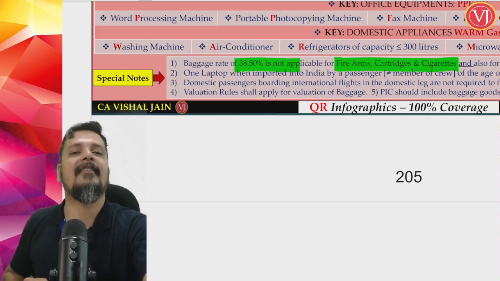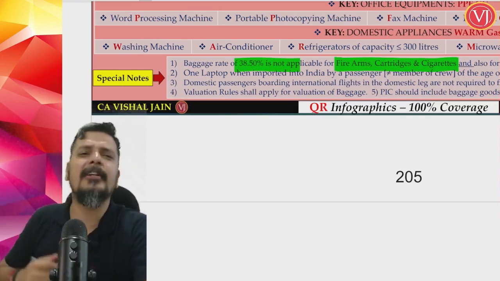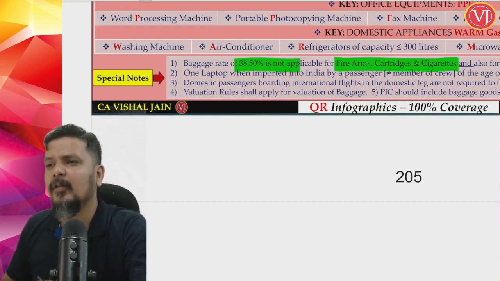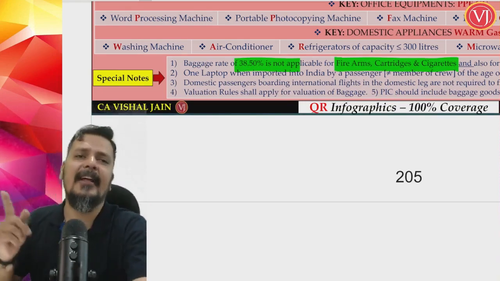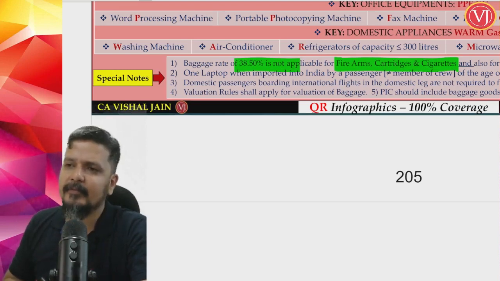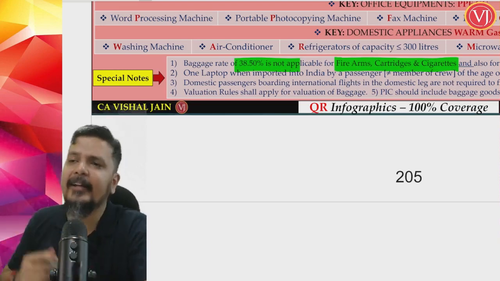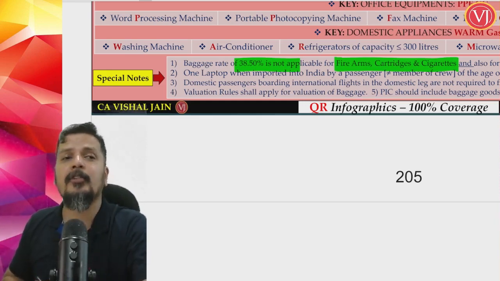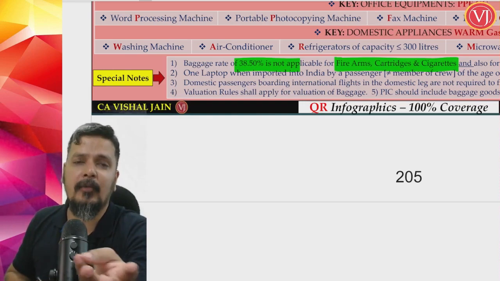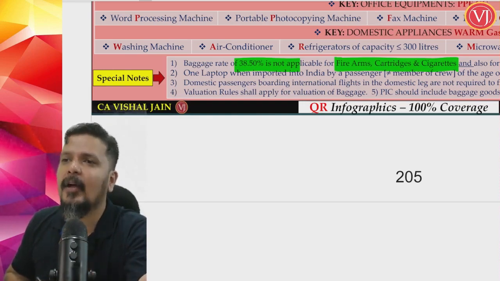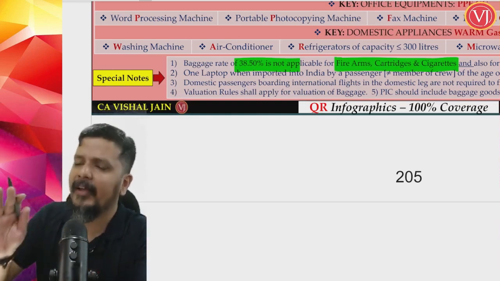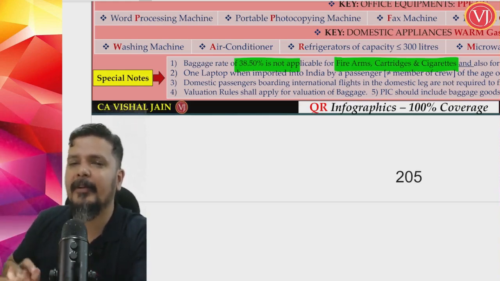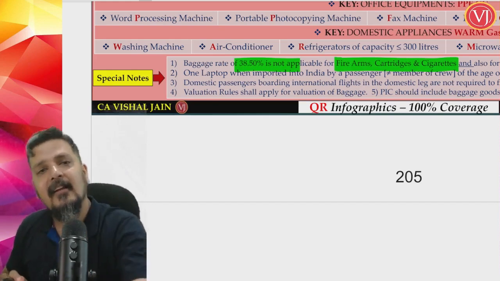If it is cigarettes within 100, enjoy Rule 3, Rule 4. Only if it is more than 100, that's a problem. For the first 100, you can still enjoy Rule 3, Rule 4. The excess, you cannot enjoy. And for that excess portion of tobacco items or cartridges or firearms, always understand that the customs baggage rate of 38.5% is not applicable. They'll have their respective rate.